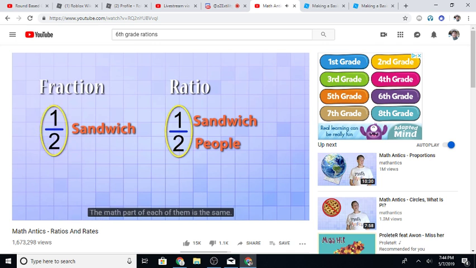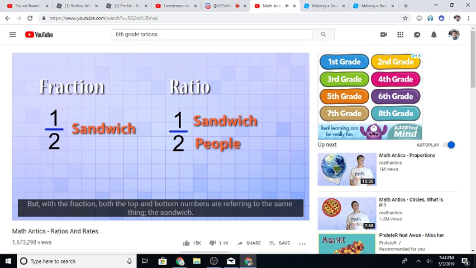The math part of each of them is the same. But with the fraction, both the top and bottom numbers are referring to the same thing, the sandwich.